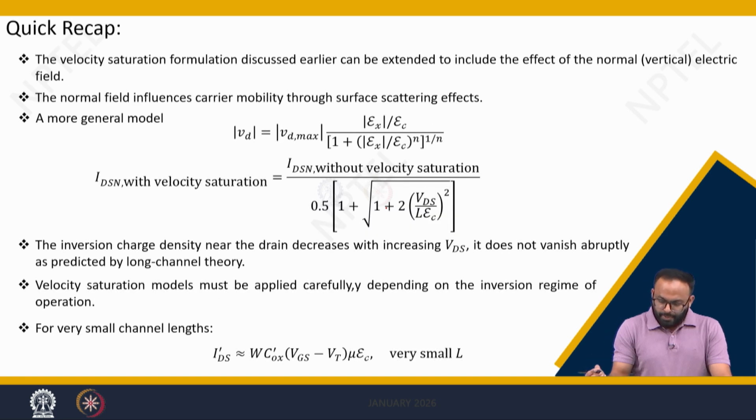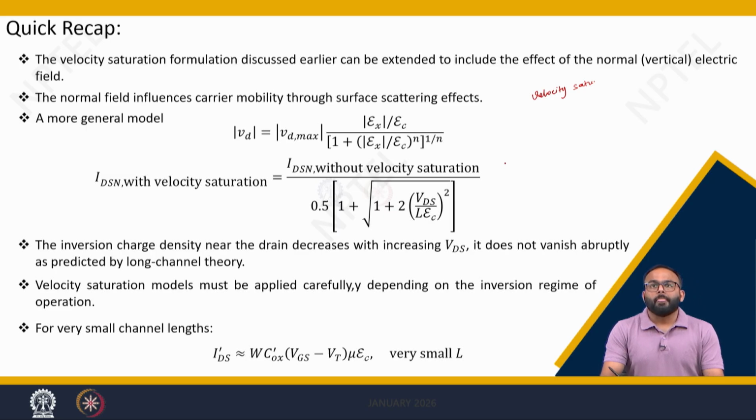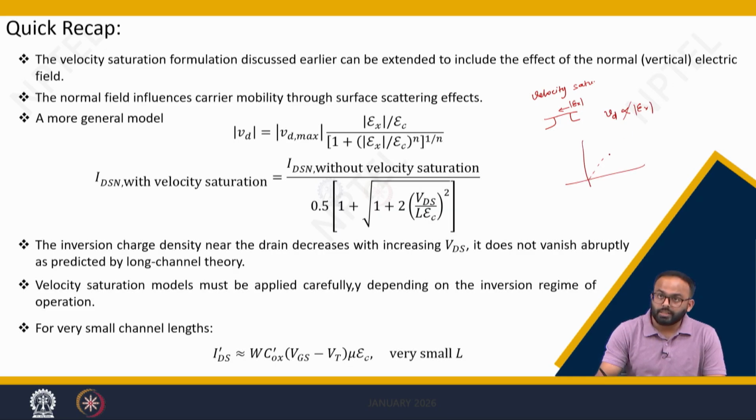Let us do a quick recap. In the previous lecture, we were discussing velocity saturation. We said that when you reduce the channel length, the electric field in the x direction, Ex, is very high, and hence the carrier drift velocity is no longer proportional to Ex. It does not rise linearly with Ex. After a certain Ex value, it gets saturated. We also defined a critical field Ec, above which the velocity is saturated to its maximum value.